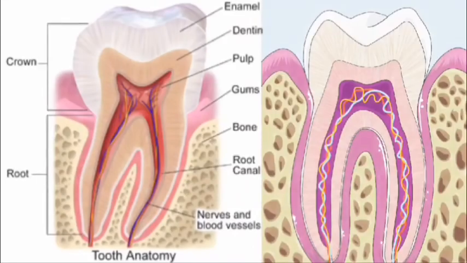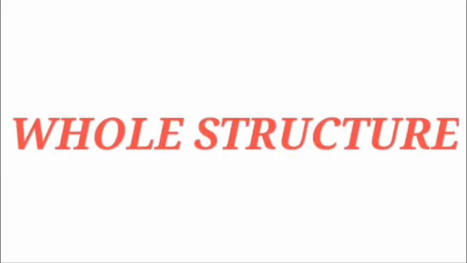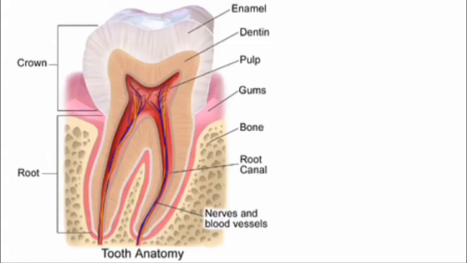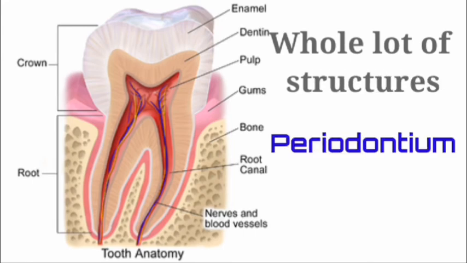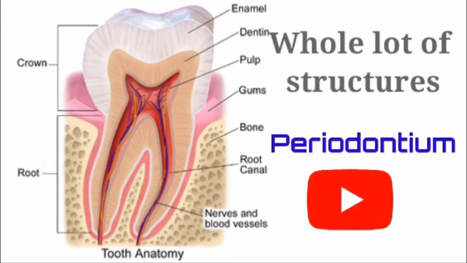Now you know what the tooth is made up of naturally. But how does the whole structure get attached to the surrounding bone? Well, that's the responsibility of a whole lot of structures called the periodontium, for which I will make a separate video because that's going to be interesting.